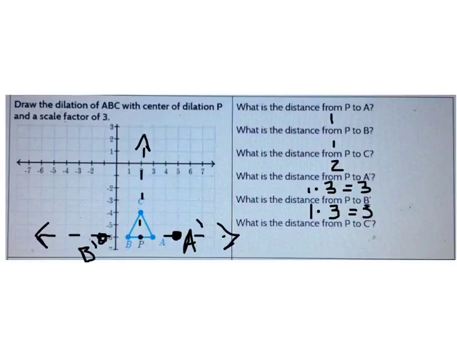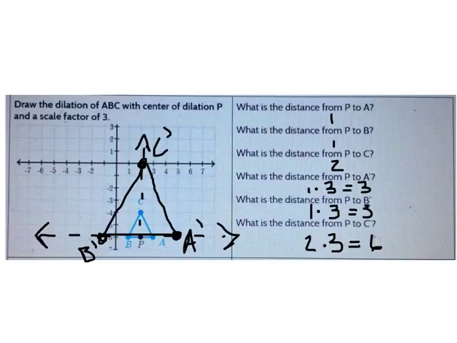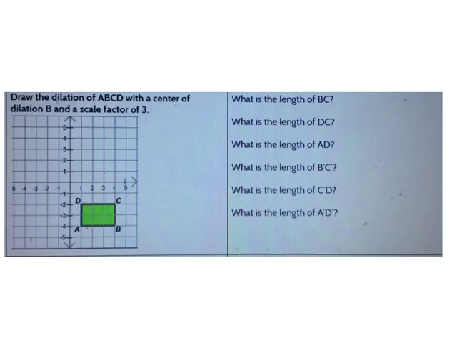What is the distance from P to C prime if the scale factor is 3? 2 times 3 is 6. Draw C prime 6 units from P. Now I can connect my points to make my new triangle. Now you try a couple.